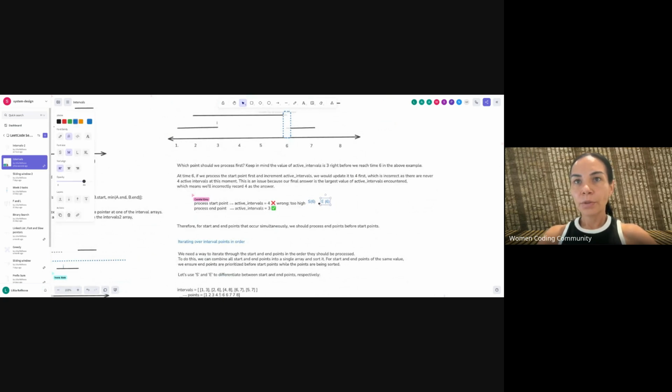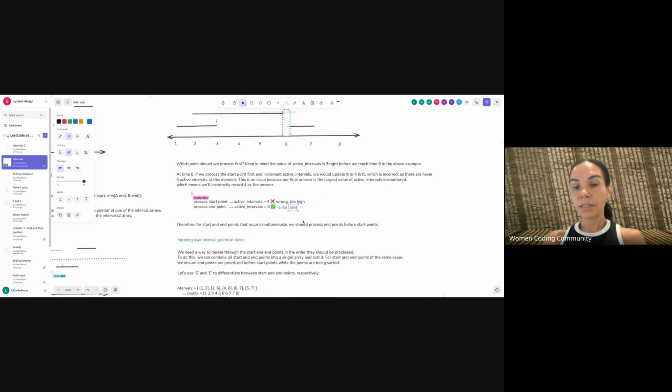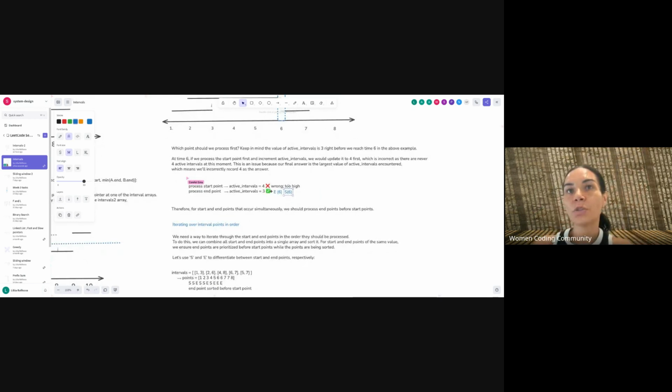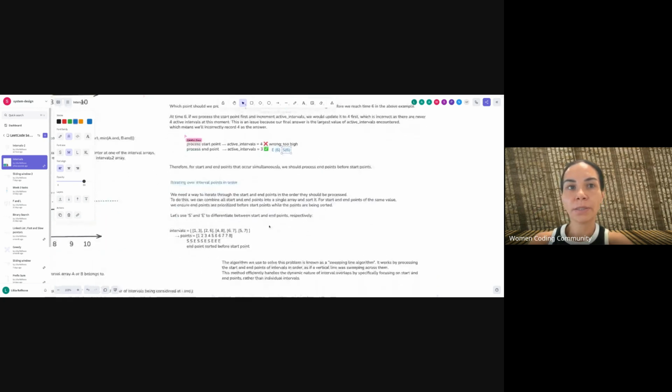If we put our start at 6 first and only after that put the end, it means we will increment, and our active intervals will be 4 here, which is not right. Means the order should be this way: first end and then start. This is the edge case in this task which we should encounter. So we should first process end intervals and then start intervals.